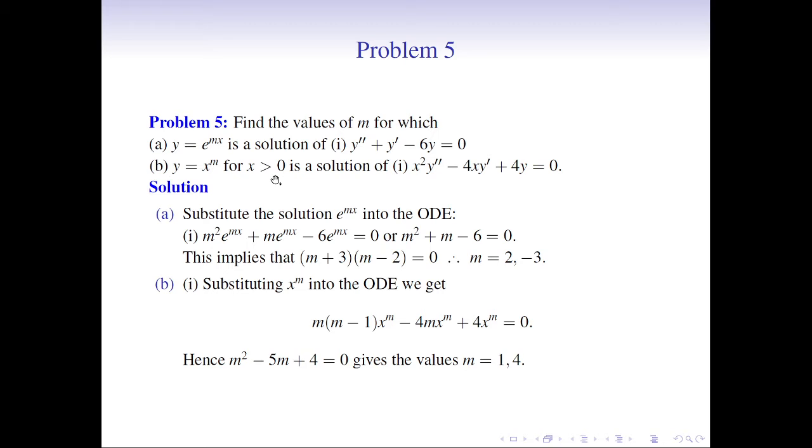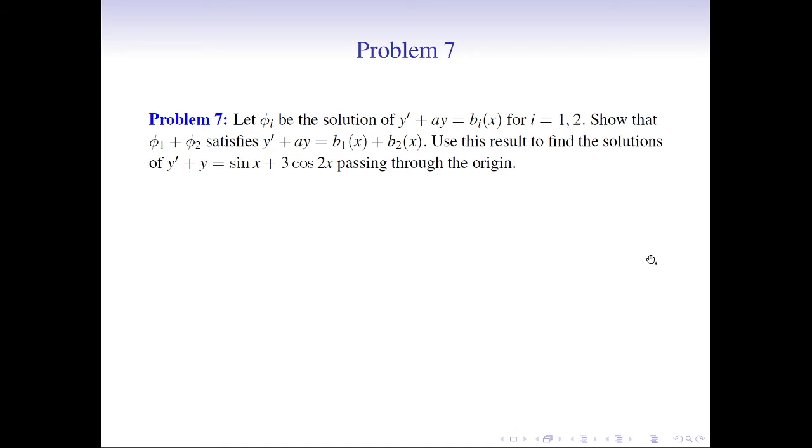Okay. We have just used the fact that if some function is given to be solution of this, then by definition it satisfies the equation. The next problem, let phi i be the solution of y prime plus ay equal to b i x for i equal to 1, 2. We have to show that phi 1 plus phi 2 satisfies the equation y prime plus ay equal to b1x plus b2x. Use this result to find the solutions of this equation passing through the origin.